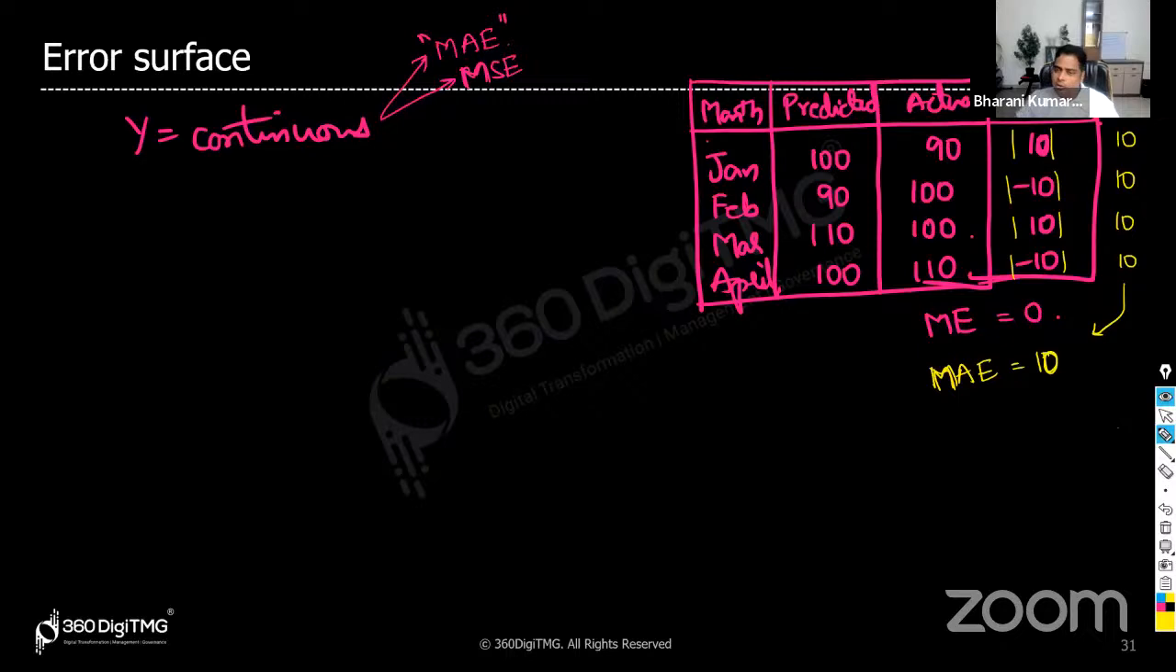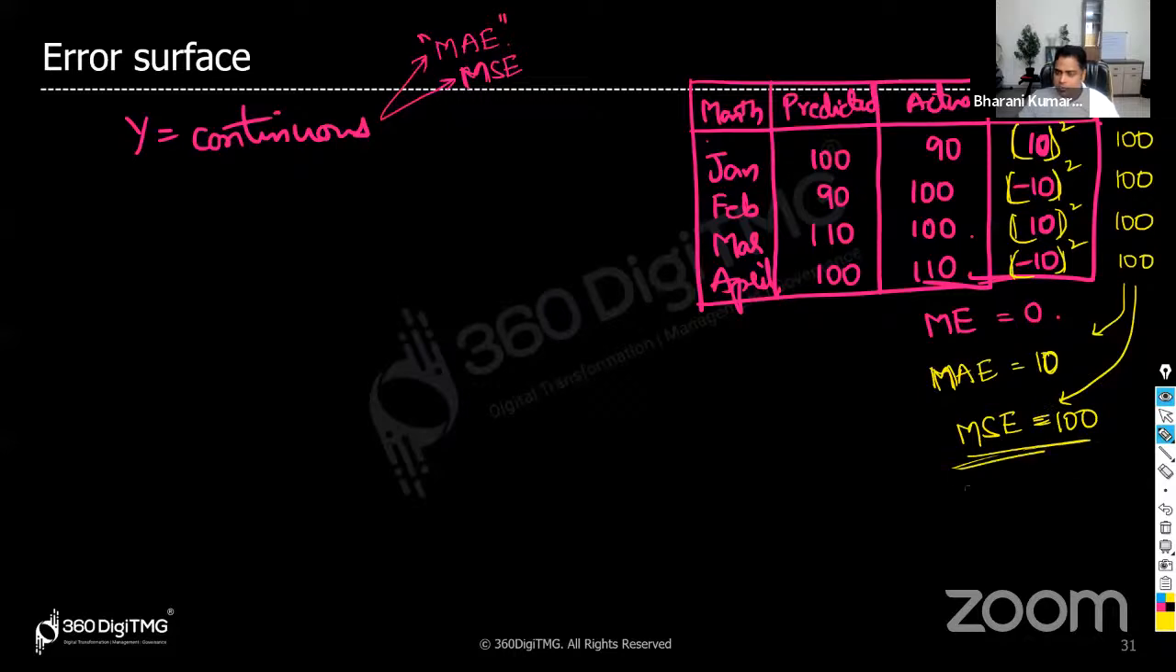And you can also square these errors. When you square, you get 100. When you square minus 10, you again get 100. If you square 10, you get 100. If you square minus 10, you get 100. And when you square the errors and when you take an average of those, you get 100. This is mean squared error.